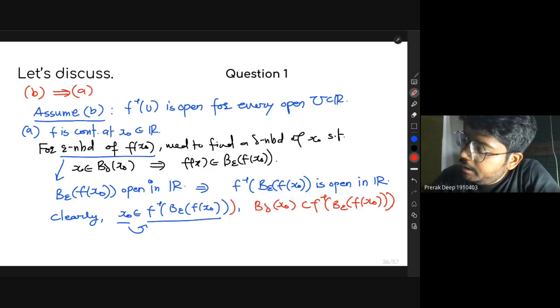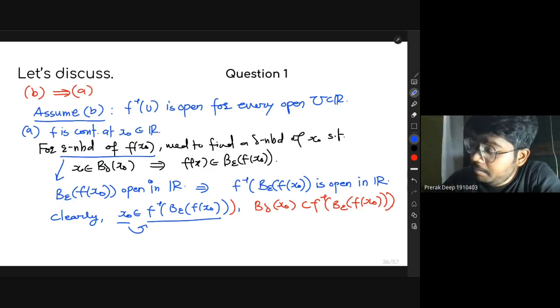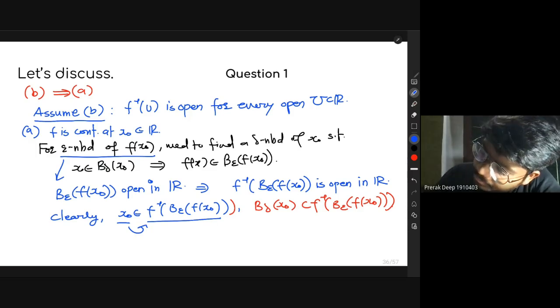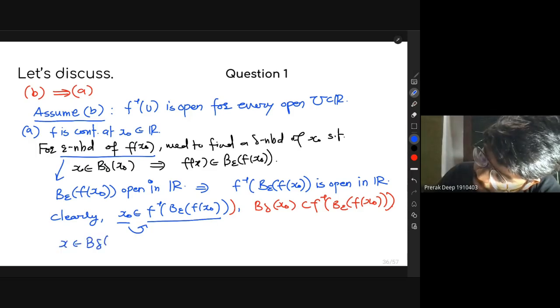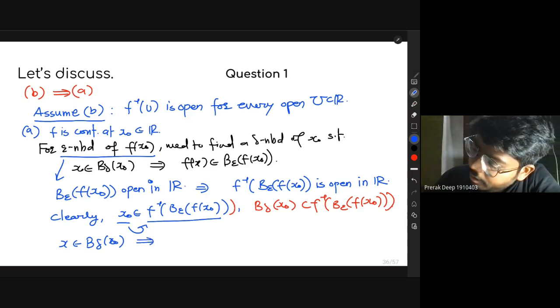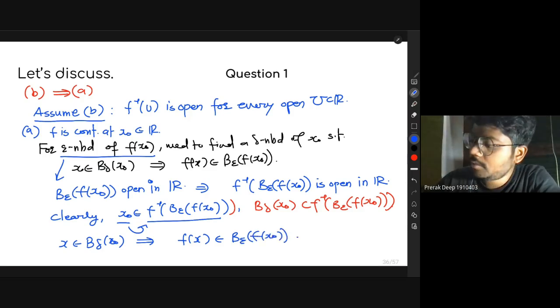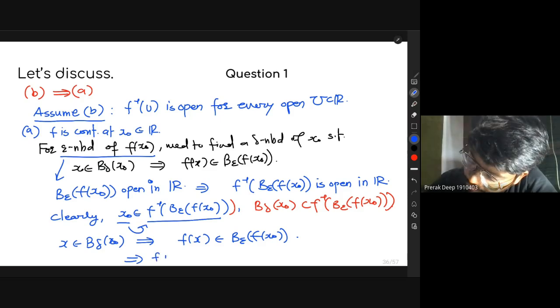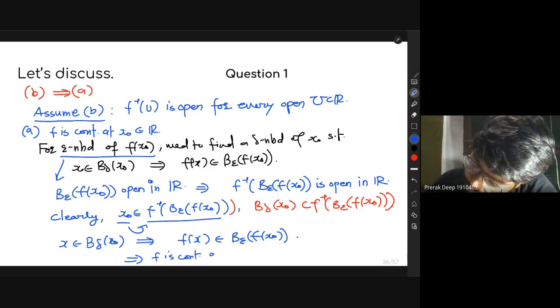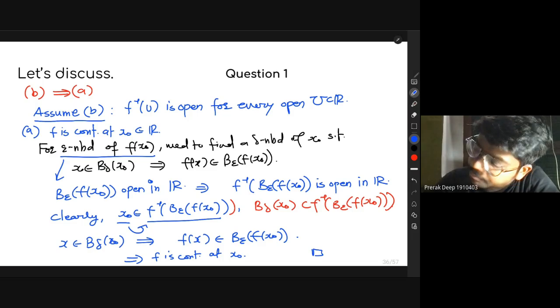Okay, so what does it mean? It means, for this delta, whenever your x will be in this delta neighborhood, your f(x) will be in this epsilon neighborhood of f(x naught). Okay, which proves the continuity, which implies that f is continuous at x naught.